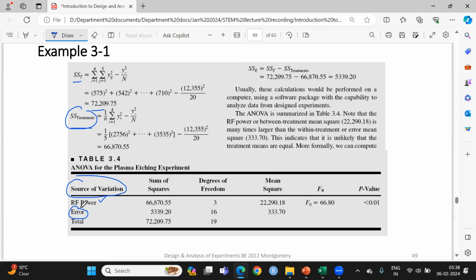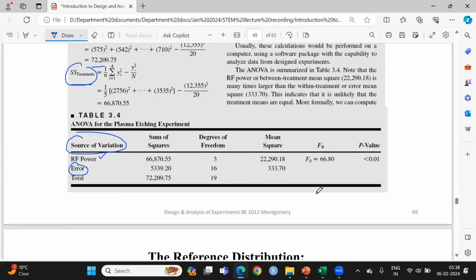So we have written this formula Yij equals mu plus tau i plus epsilon ij. Here mu is the overall effect, and tau i is the effect that is coming from the ith level. If these two values are not able to identify the value of Yij, then the remainder goes to the error term.